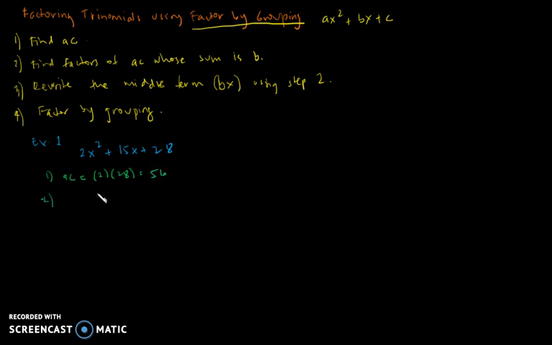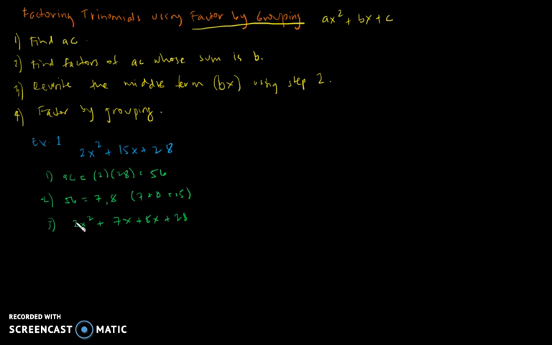Then step number 2, find the factors of 56 whose sum is b. Our middle term is 15, so what are the factors of 56? That would be 7 and 8, because 7 plus 8 gives us 15. The third step is we rewrite the middle term in terms of bx using step 2. So this will look like 2x squared plus 7x plus 8x plus 28.